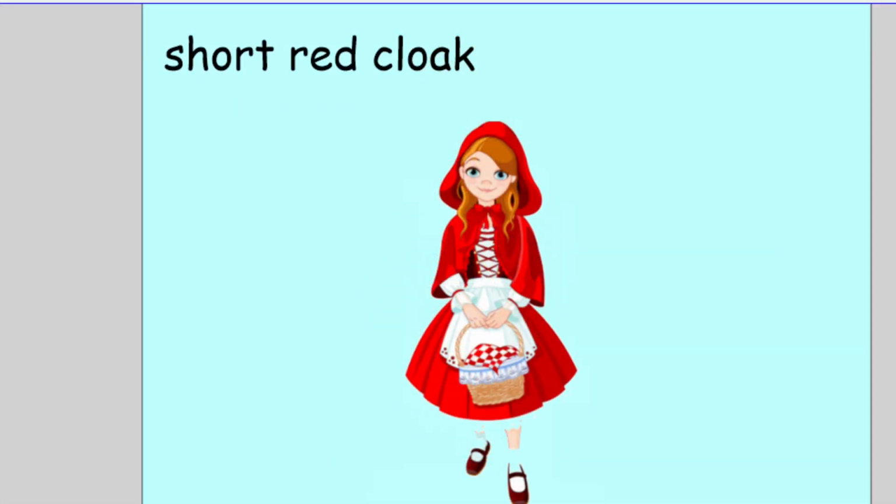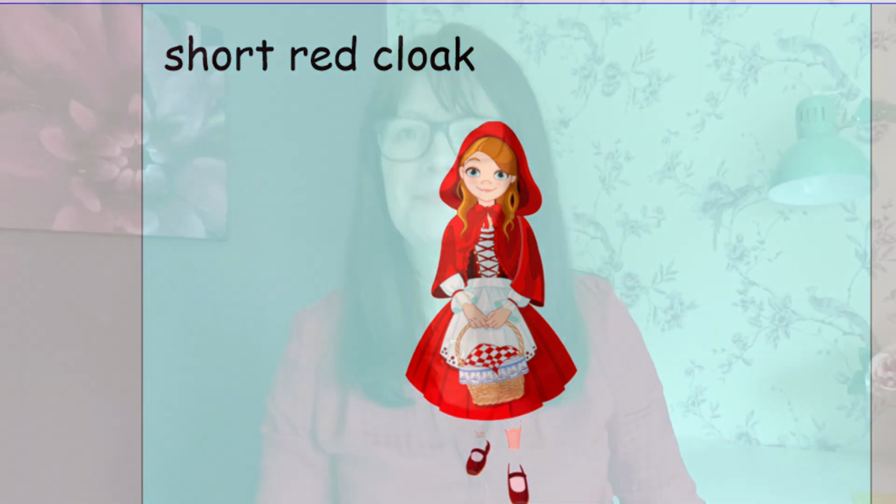There, I've written it on my picture. Short red cloak. The first word is the adjective. Short is a describing word. The second word, red, is a colour. And the third word, cloak, is the thing that we are describing.